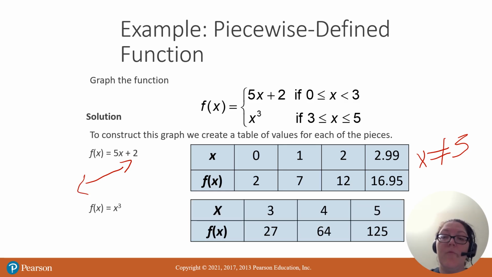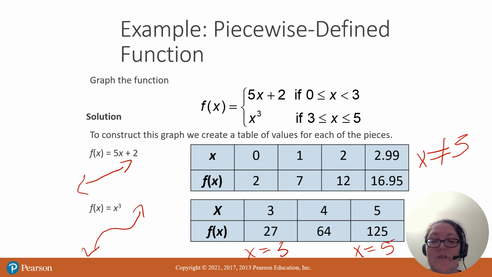Now on the second one, I noticed that it's x cubed. What's really cool about x cubed is it looks something like this in its base format. I have a place where I can actually equal 3 and I can equal 5, so those are both perfectly allowed. And so when I plug in x equals 3, I'm going to get 3 cubed, which is 27.